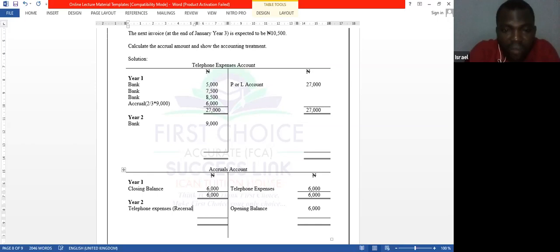We are reversing it. Okay. And the amount is 6,000. That's what we are reversing. We are taking it away from the accrual back to the telephone expenses. So we now have the accrual in brackets.